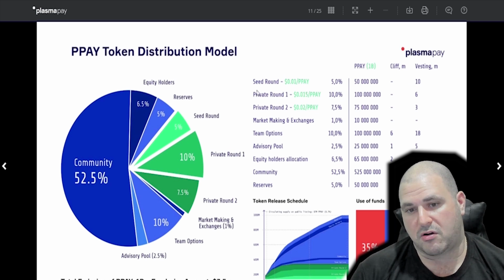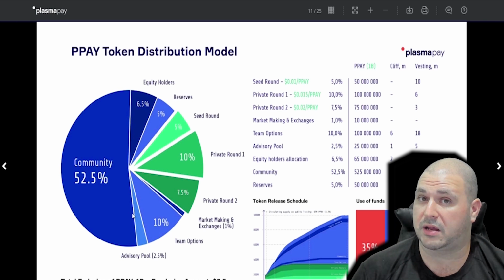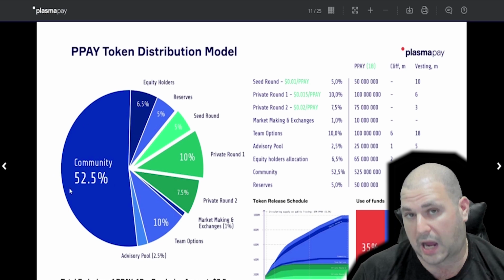They've made it very fair. And I really like the team and advisor having less than 15%. It shows that it's really about the community, which is why they've highlighted that so much.